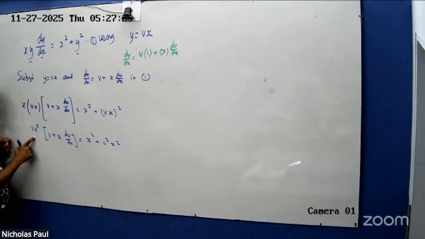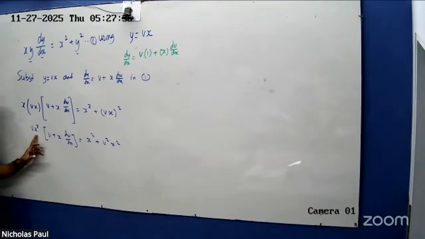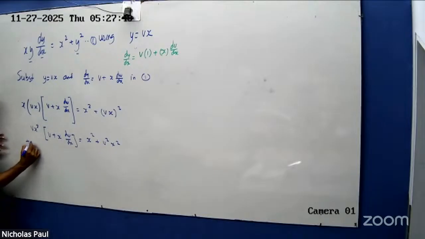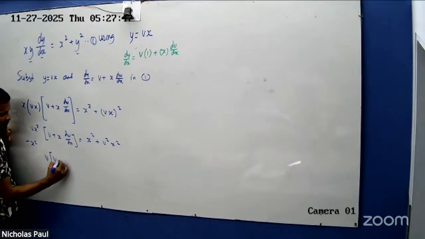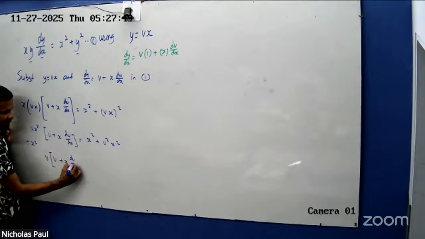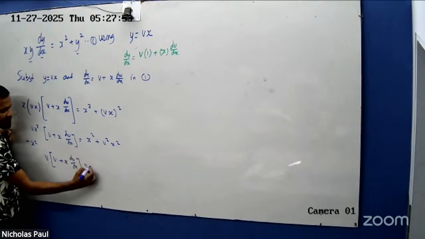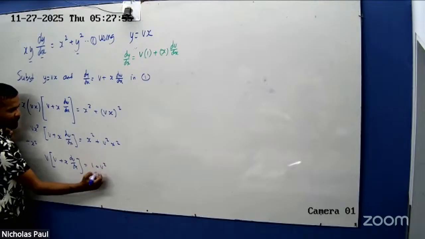Next, I want to simplify this. Do you see anything I can do to simplify it a little bit? I can factor out x squared, or I can divide out by x squared and get rid of it. So I can divide by x squared. So I'll get v by v plus x dv dx. Remember, I divide out by x squared, so this will be 1 plus v squared.